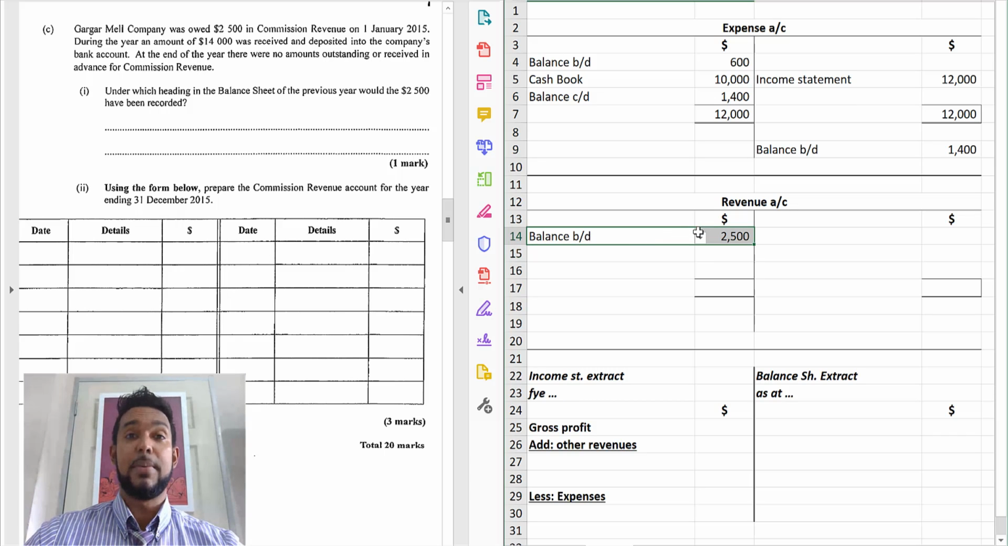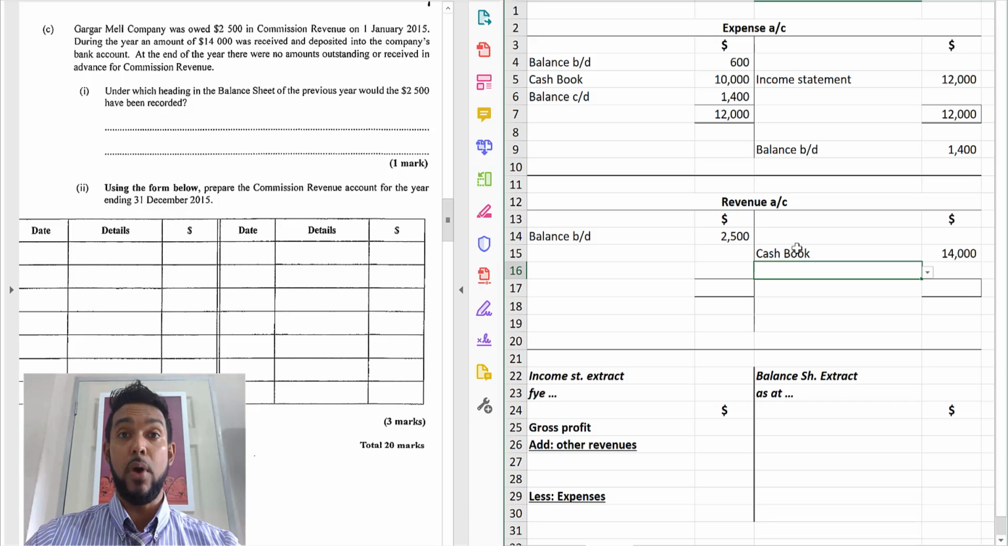That's on the debit side here because anytime anybody owes us anything, that's an asset. Assets have debit balances. We received 14,000 during the year, right? So that's the cash book figure, 14,000. It's on the credit side here. Why? Because if you receive any money, it goes on the debit side of the cash book.